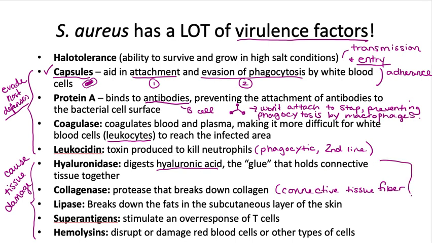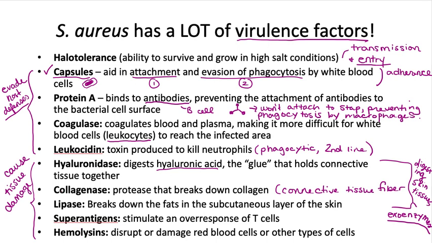So these three virulence factors right here, hyaluronidase, collagenase, and lipase, these actually are involved in digesting the skin tissue itself through exoenzymes. So these three are called exoenzymes because they're digesting macromolecules that are much larger than the bacterial cell.